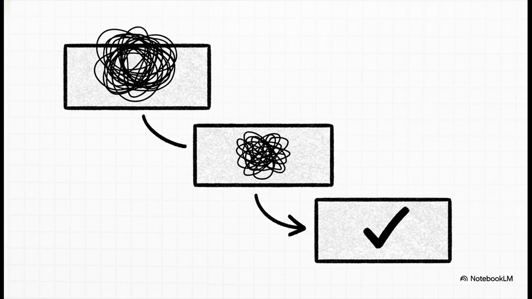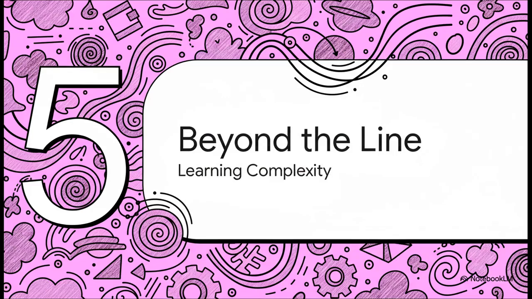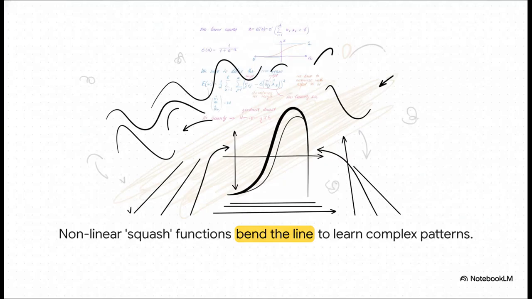Now, fitting a straight line is a great start, but let's be real, the world is rarely that simple, right? It's full of curves and really complex patterns. So to learn those, the machine needs to go beyond the straight line. The key trick here is to give our model the ability to bend. And it does this using something called a nonlinear or squash function, like the S-shaped curve you see here. It basically takes the straight line answer and, well, it squashes it, which introduces a bend. This one simple trick is what lets a machine start to learn much, much more complicated relationships in data.